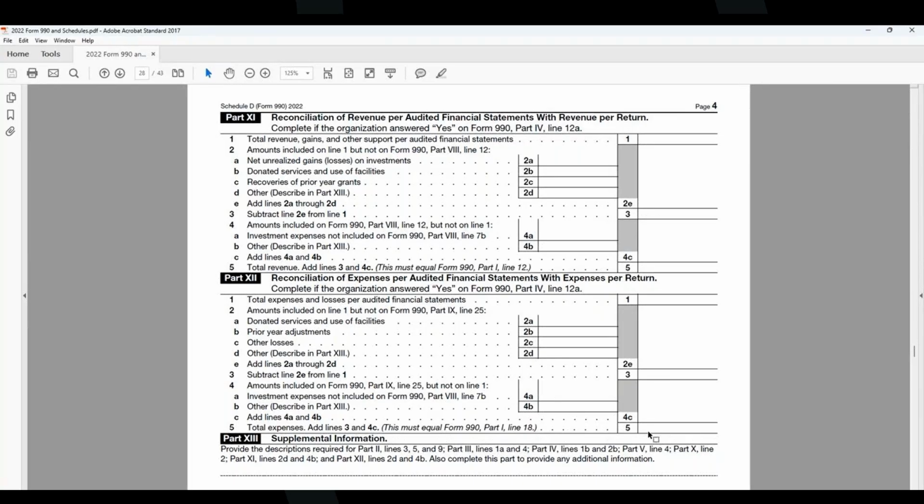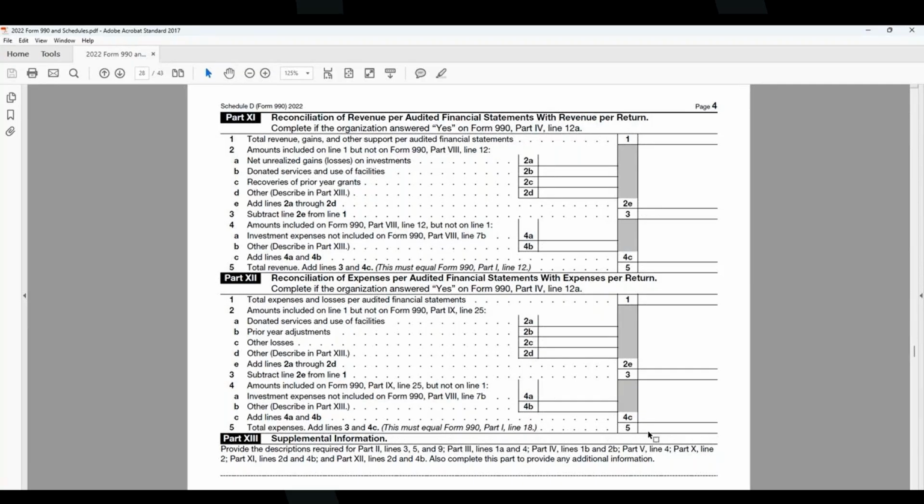And if you don't know how this form works, you may think the two things don't match, especially that 2B. Donated services are sitting in your donation lines on your audit, but they're not here. And so you think your donations are off quite a bit, but they're not. It's because no donated services or facilities are on the 990, but they are on the audit.